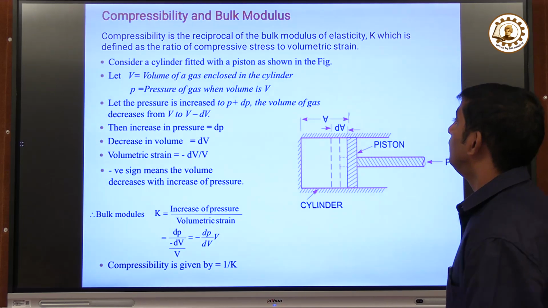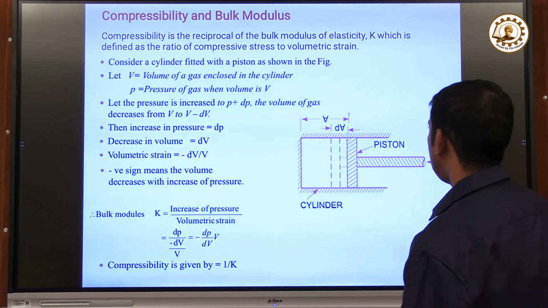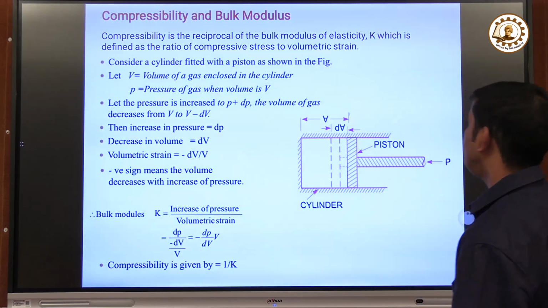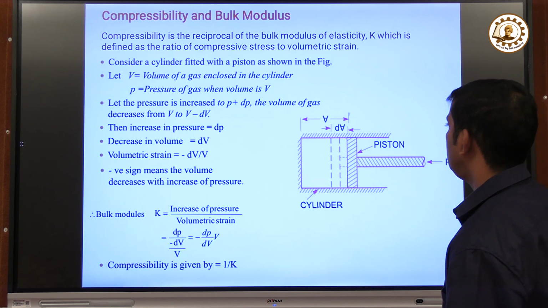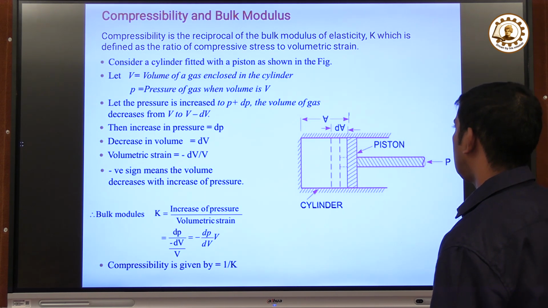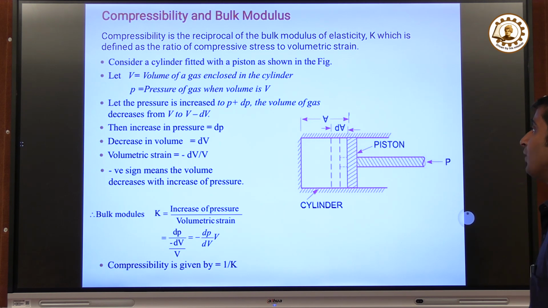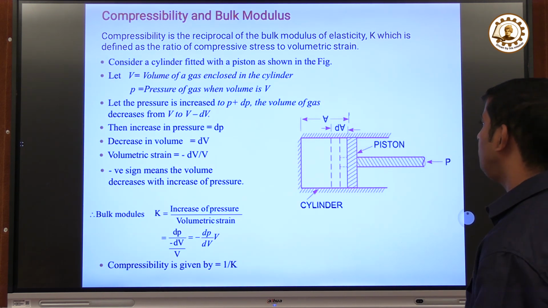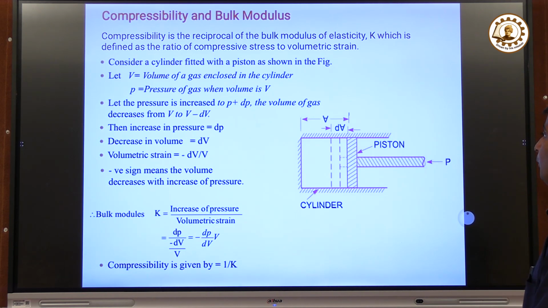Now the increase in pressure is dP and the decrease in volume is dV. Then you can write the volumetric strain as minus dV by V, and the negative sign indicates that the volume decreases with increase in pressure.